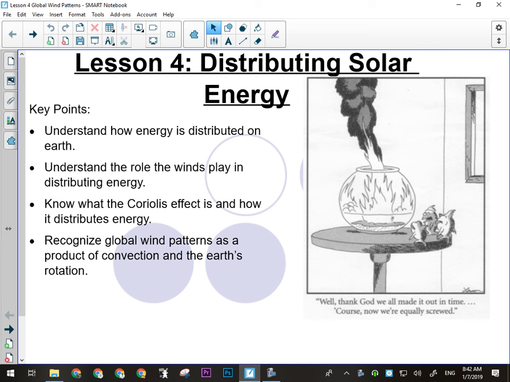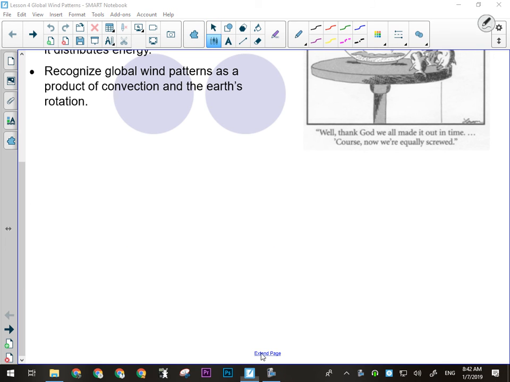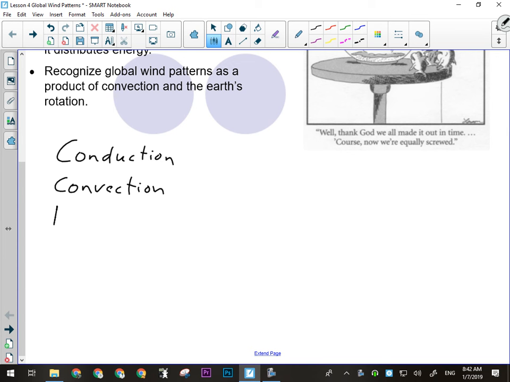All right. So before Christmas, I know that's a long time ago now, but before Christmas, we talked about energy transfers in a global system, and that was before we started the climatogram activity. The things we talked about when we talked about energy transfers were conduction, convection, and radiation. Those are the three methods by which energy can be transferred within a global system.